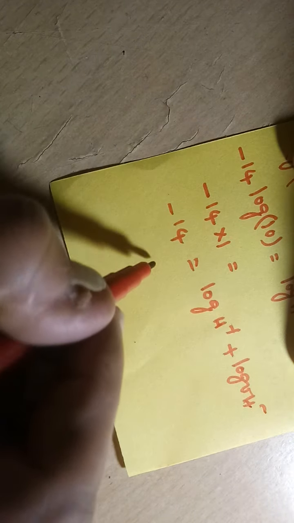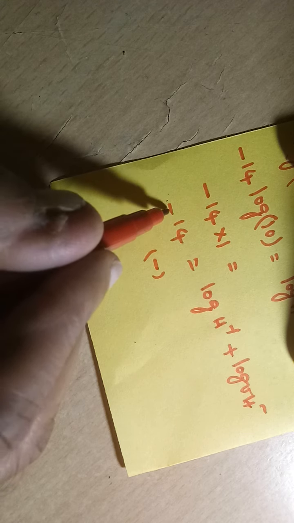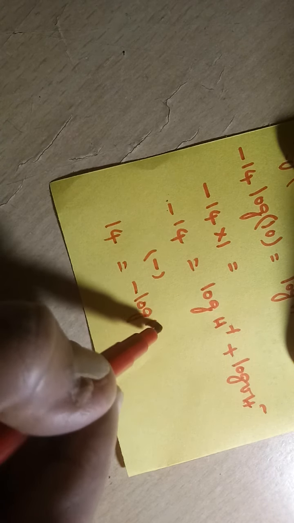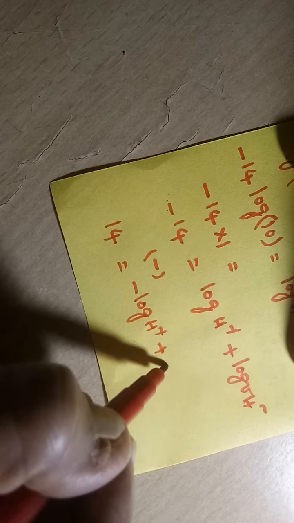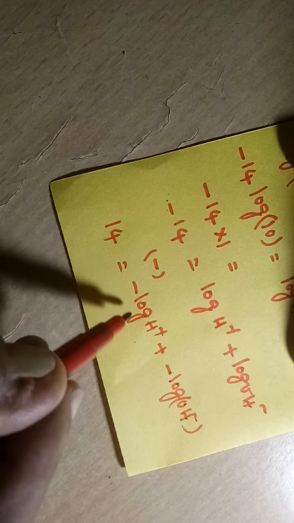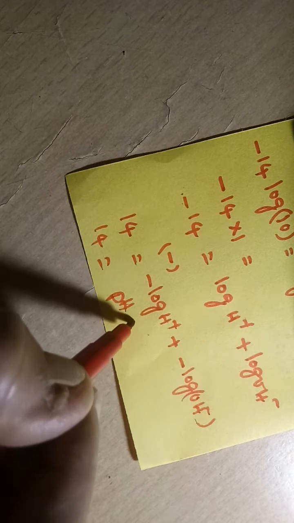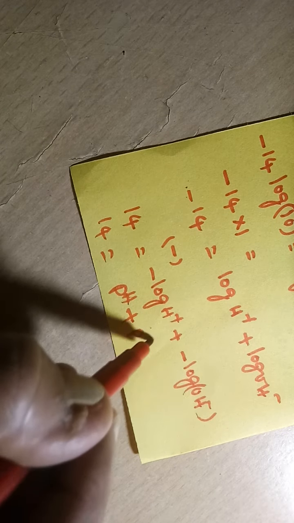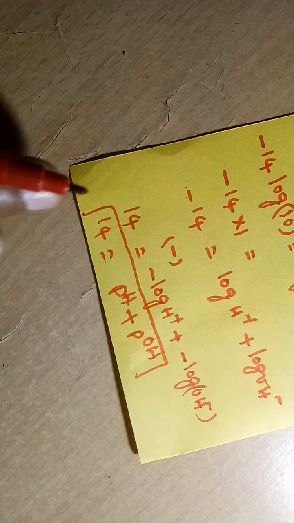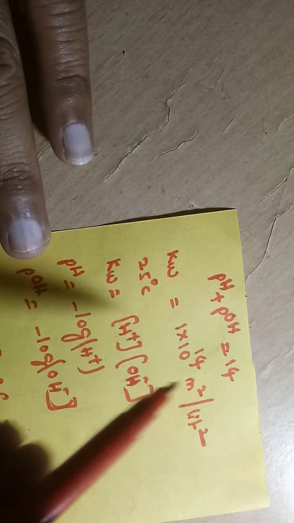Now I am multiplying with a negative symbol. Whenever multiplied with a negative symbol, negative into negative is what? Positive. So minus logarithm of H plus, minus logarithm of OH minus. Negative logarithm of H plus is equal to pH. Negative logarithm of OH minus is equal to pOH. So that's why pH plus pOH is equal to how much we got? 14. pH plus pOH is equal to 14.